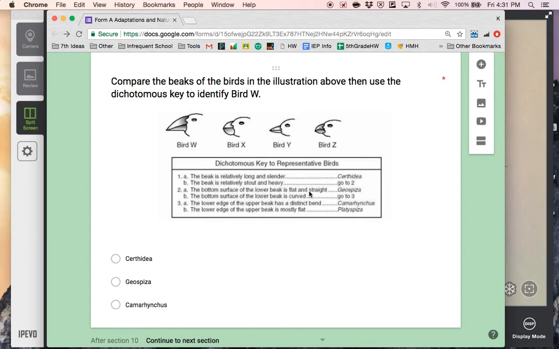The bottom surface of the lower beak is flat and straight. That looks pretty flat and straight to me, which then tells me it's the Geospiza. Either way, we have identified that it's 1B, 2A. The bottom surface is flat, and we know it's stout and heavy from the 1B. We can identify the beak being this guy right here.